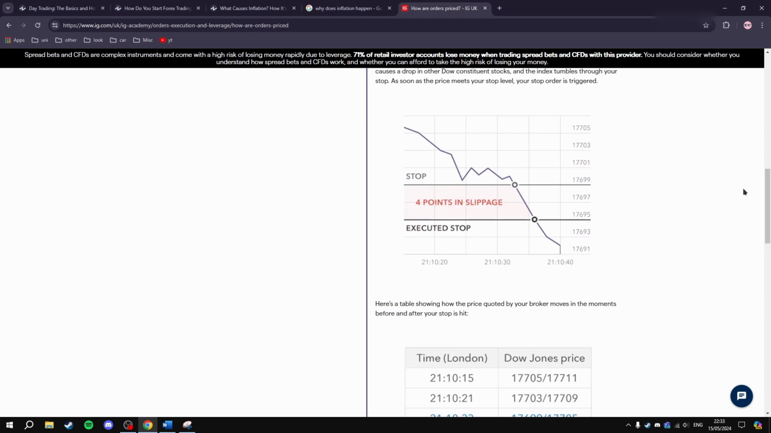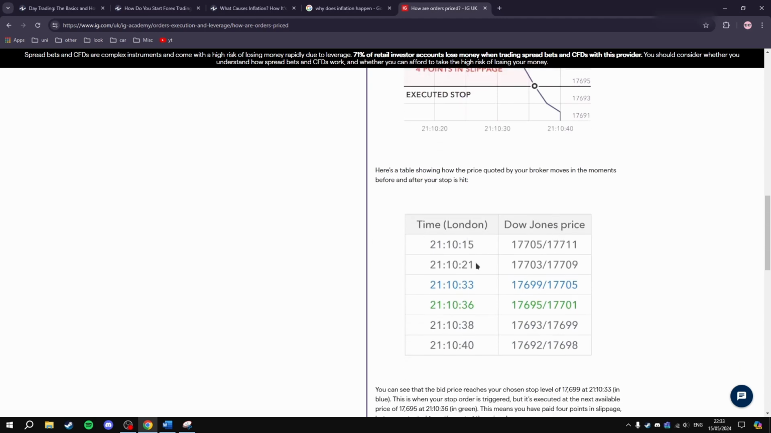Here's a table showing how the price quoted by your broker moves in the moments before and after your stop is hit. So your stop is here. The price went boom, boom, boom, boom, boom, hit here. 4 points in slippage. Execute the stop. Your actual stop only is at here. So there's a 4-point difference between your intended stop and your actual stop.